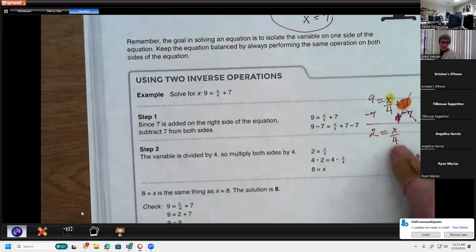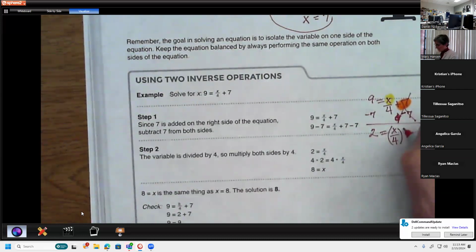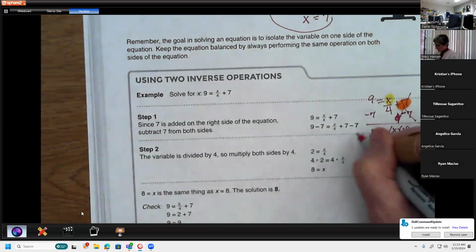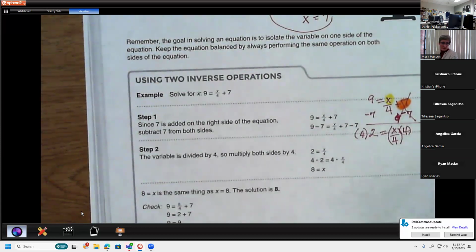Now I have x is being divided by 4. The opposite of dividing by 4 is multiplying by 4. 4 divided by 4 makes 1. And 4 times 2 is 8.